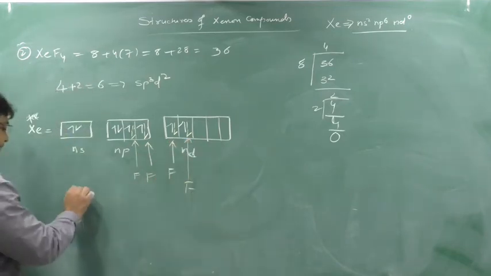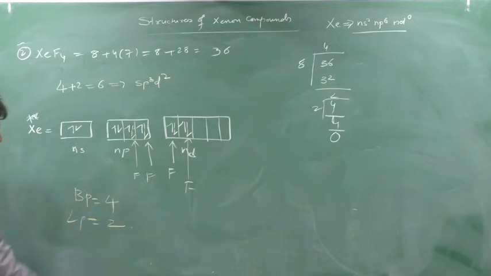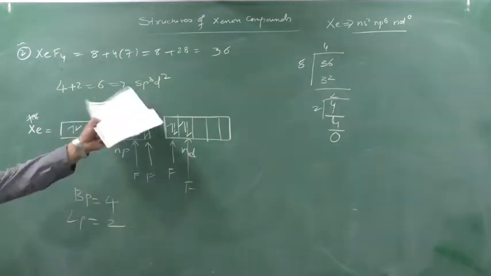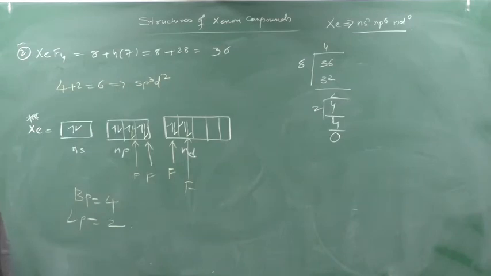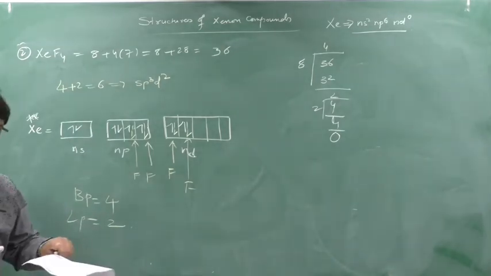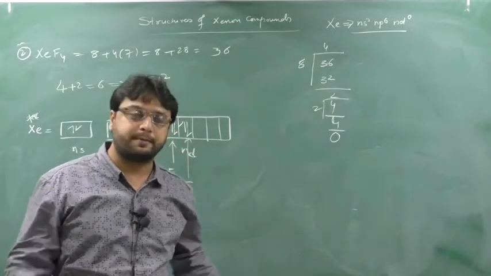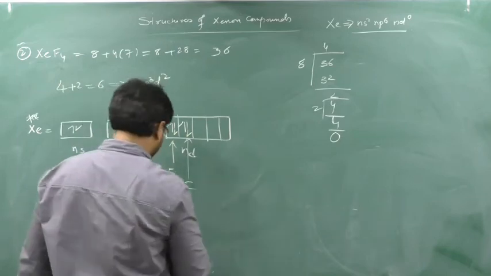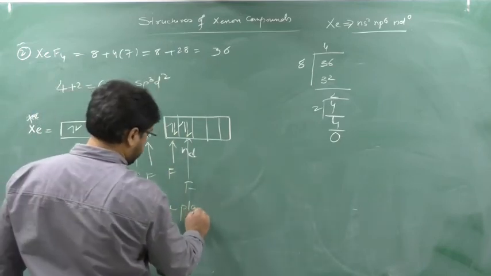So how many bond pairs? 4 bond pairs. How many lone pairs? 2 lone pairs. So with the 4 bond pairs, which shape will come? Square planar. See, 3 plus 2 is 5, plus 1 is 6. The shape expected was octahedral. But think, there are only 4 bonds they are making. So 4 bonds means which kind of shape? Square planar. So the shape is square planar.